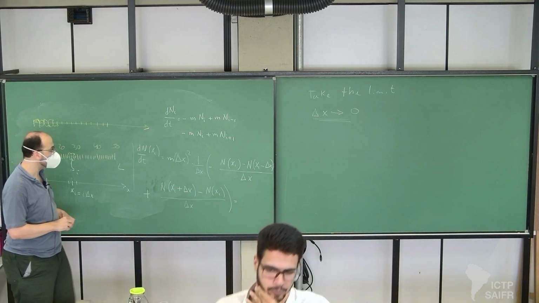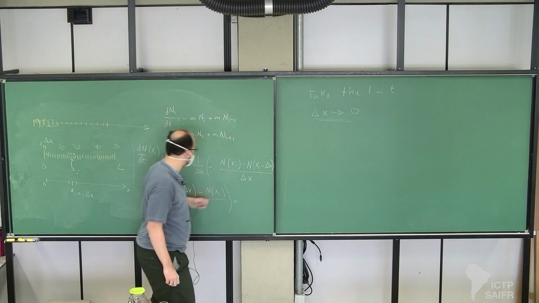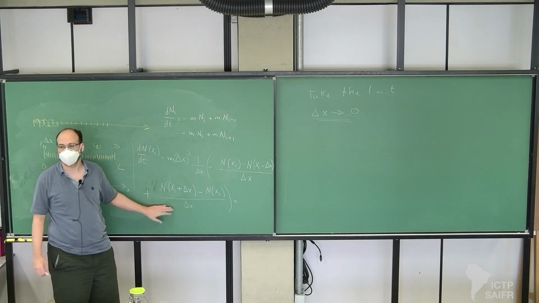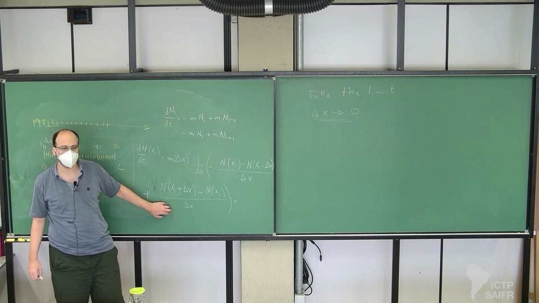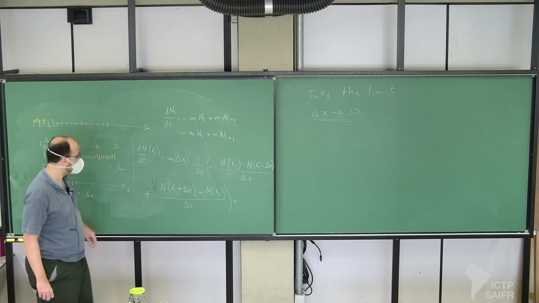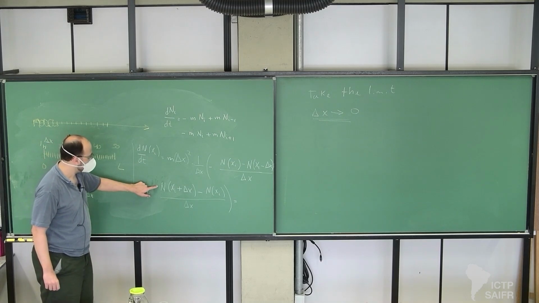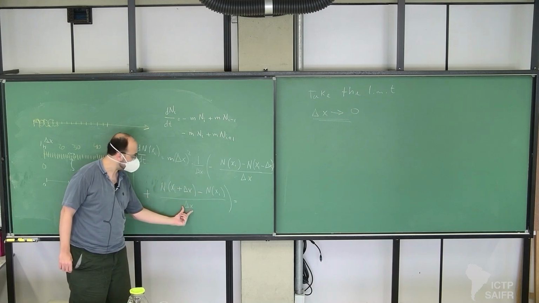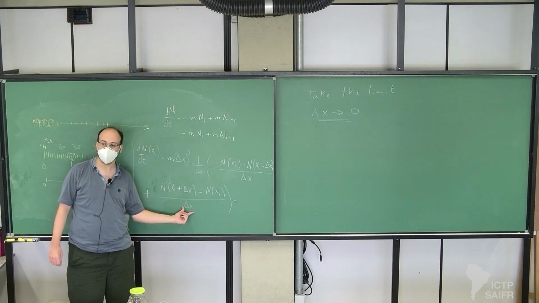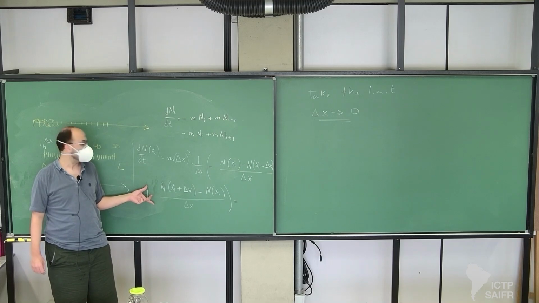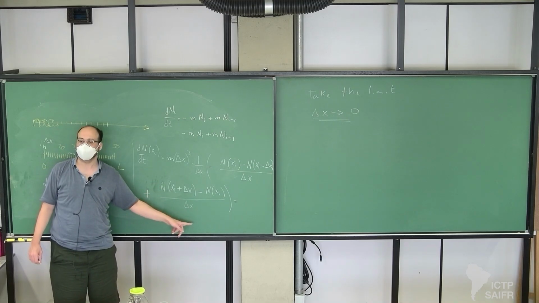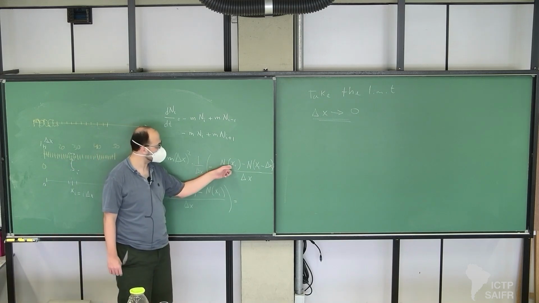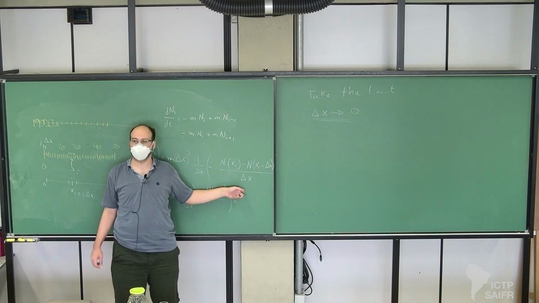So what happens to these expressions here? Can you recognize those? This is n at xi plus a small delta x minus n at xi, divided by delta x. This is exactly the definition of the derivative of n with respect to x. So this is the derivative with respect to x, and this is also the derivative with respect to x.